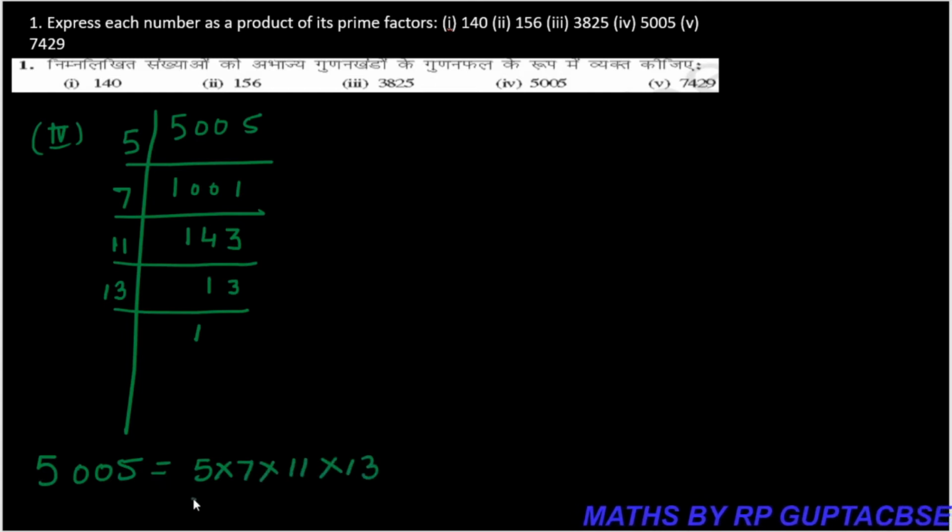These are the prime numbers according to the question, that I have to represent these numbers as the product of prime numbers. Now I am going to solve the next part, the fifth part.